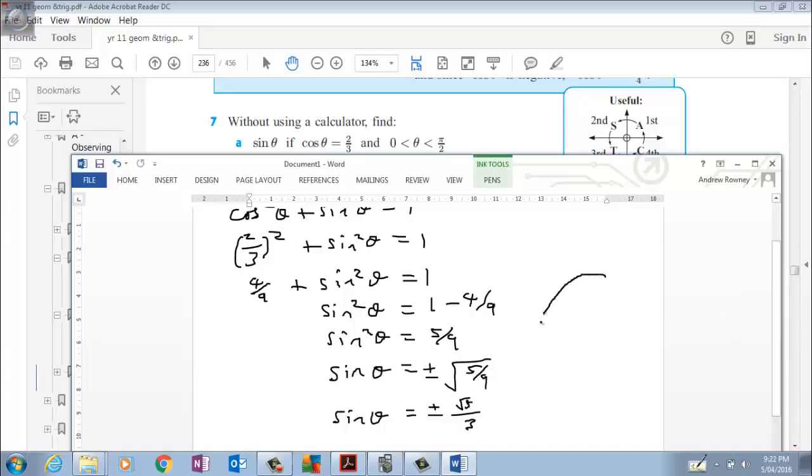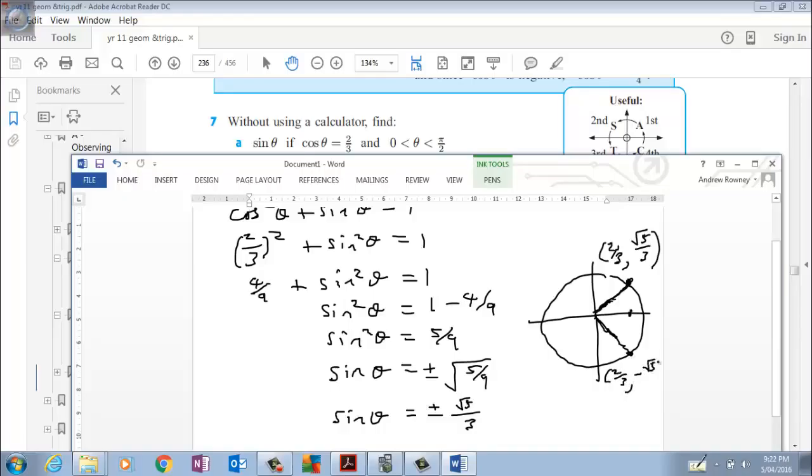If we illustrate that on the unit circle, you can see that they are asking when cos theta is 2/3, that's the x coordinate, 2/3 is around about there. There are two values, there's this one here and this one here. Both of these have a cos value of 2/3. They both have the same x coordinate. And we found two values for sine theta, so we could say that the coordinate of that point is 2/3 comma plus root 5 on 3, and this one is 2/3 comma minus root 5 on 3.